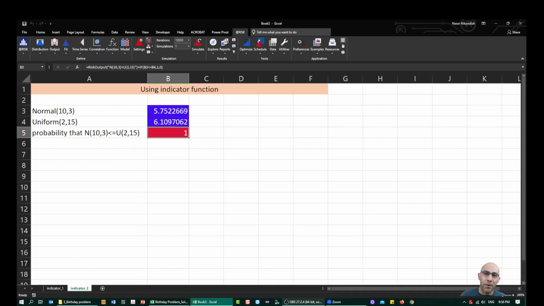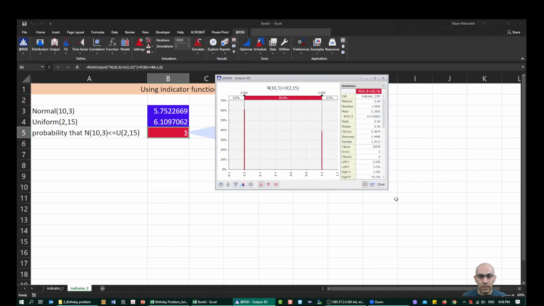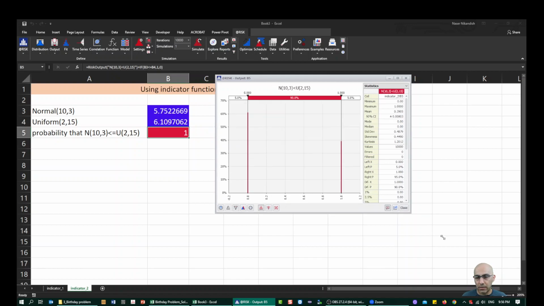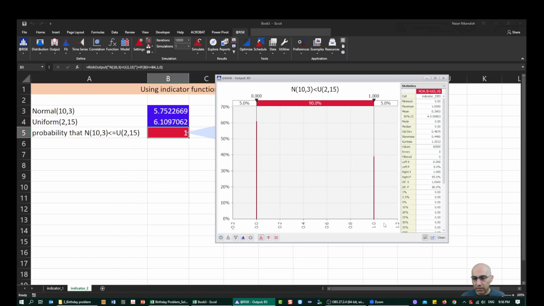Now I'm going to look at the probability, or height of the bar, on top of number 1. Let's go to explore, browse results. There you go. As a matter of fact, it's pretty close to what we had earlier, not exactly the same. That height is almost 40%. If you want to find the exact number, it's right there, 39.1%. There's a 39.1% chance that uniform of 2 and 15 is going to be bigger than normal of 10 and 3.